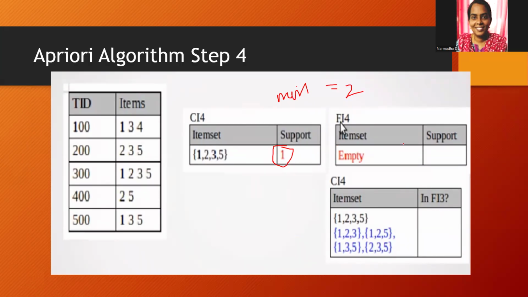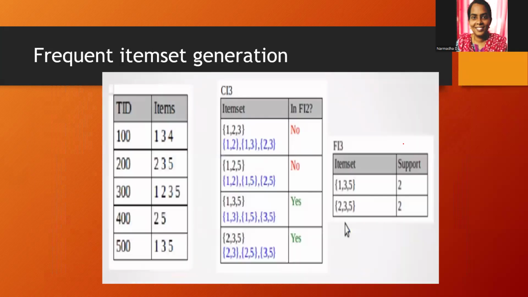This becomes empty. So once it becomes empty, we need to stop the process and return the item set of the previous level. So what is the item set of the previous level? It is the candidate 3 item set. Whatever we have got, it is 1, 3, 5 and 2, 3, 5. Only these two are the frequent item sets.